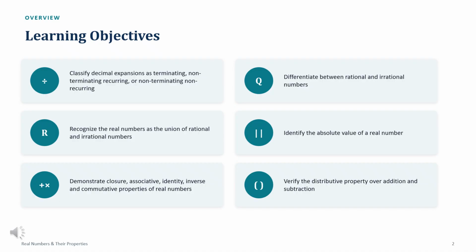By the end of this lesson, you'll be able to do 6 things: classify decimals as terminating, non-terminating recurring, or non-terminating non-recurring. Tell the difference between rational and irrational numbers. Recognize the real numbers as the union of rationals and irrationals. Find the absolute value of a real number. Demonstrate the closure, associative, identity, inverse, and commutative properties, and verify the distributive property over addition and subtraction.